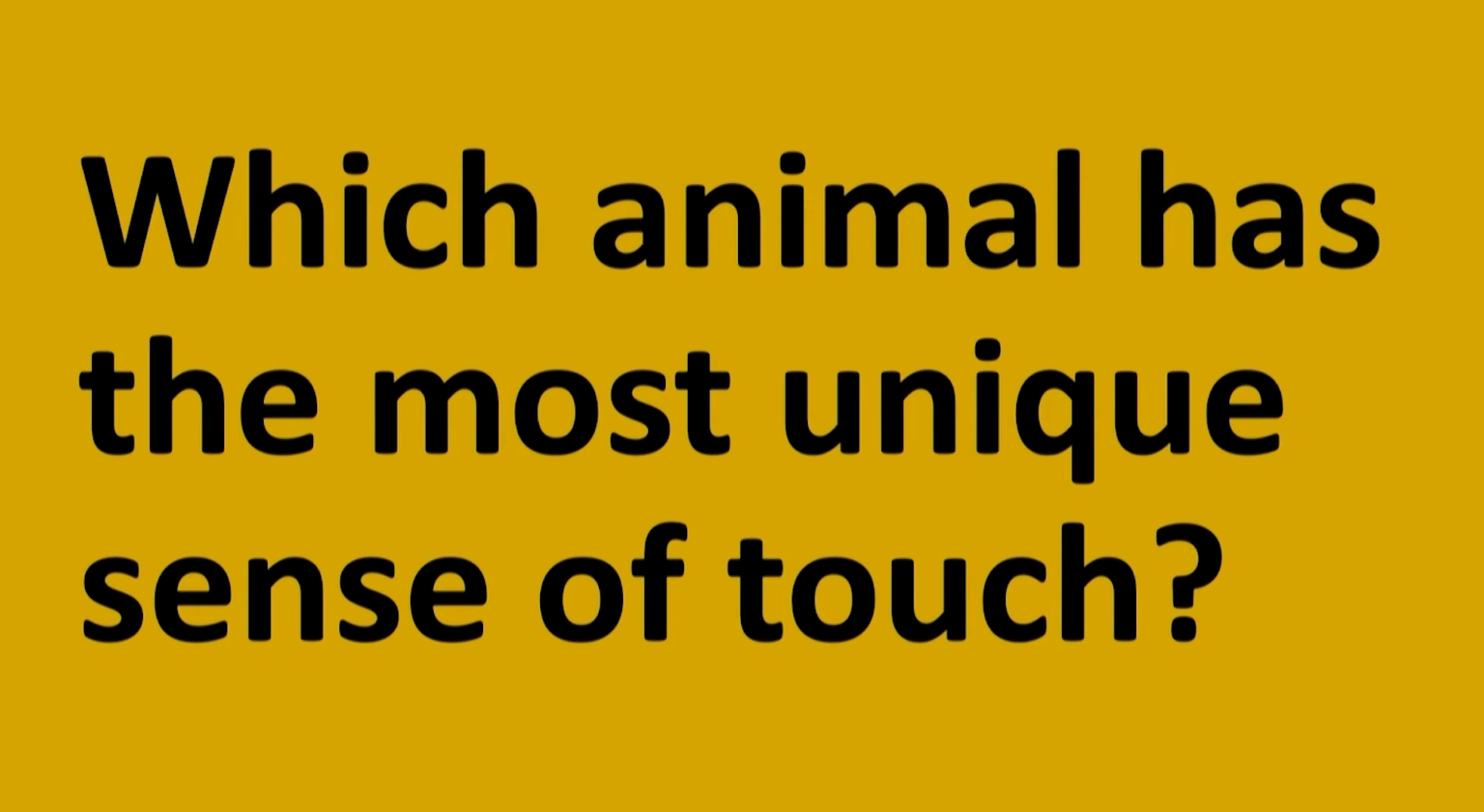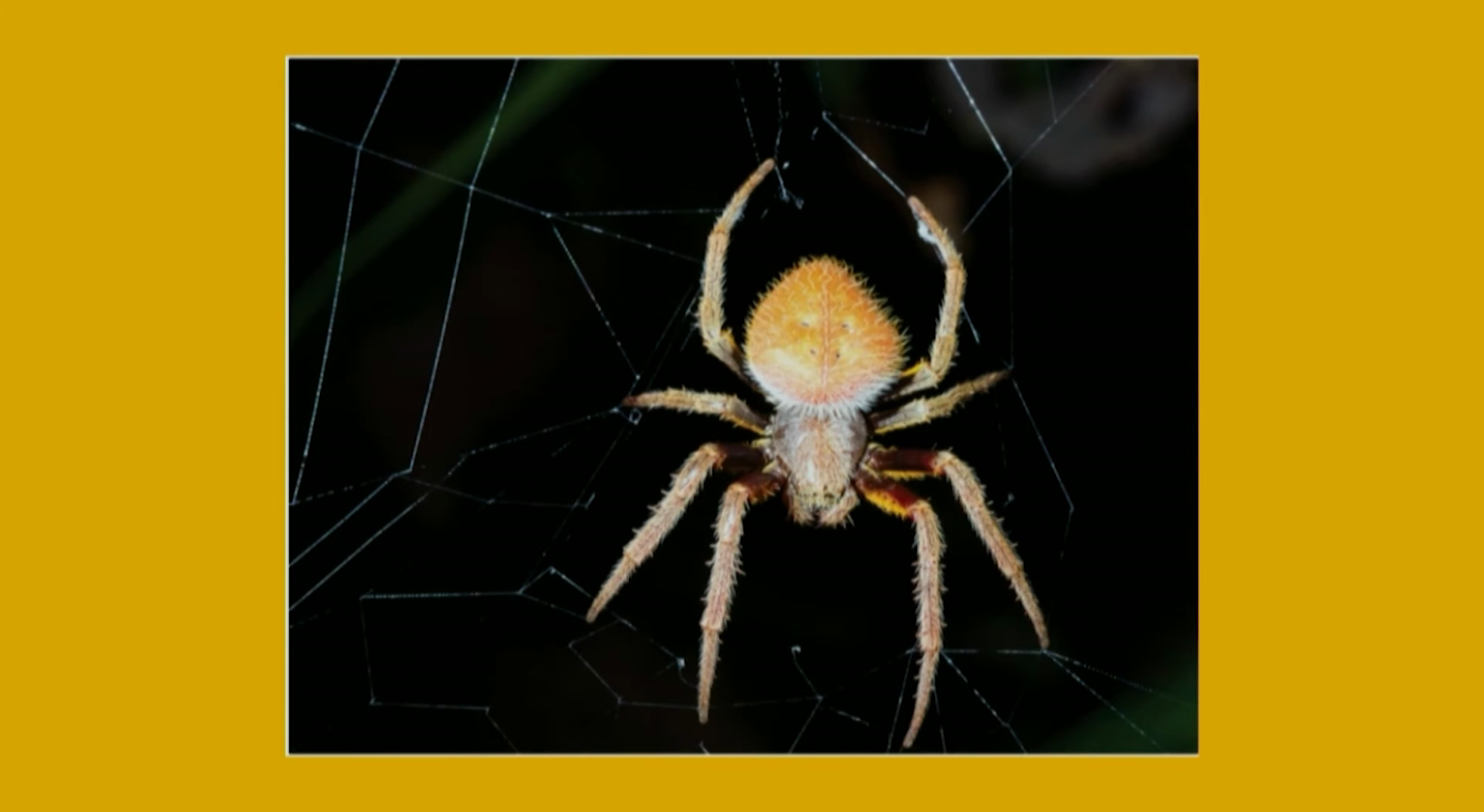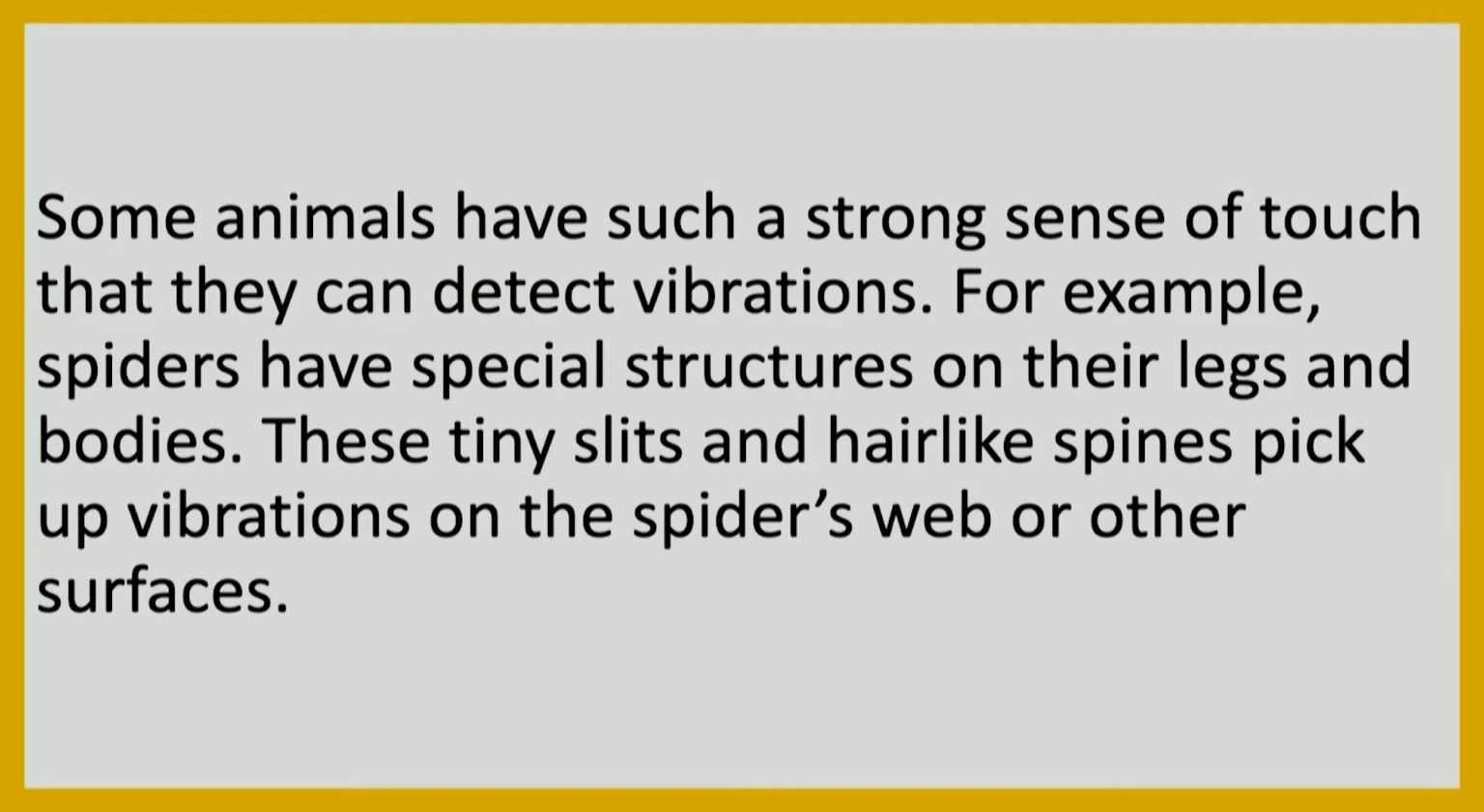Which animal do you think has the most unique sense of touch? It's a spider. Notice in the picture, if you look really closely, you can see small hair-like structures. This is important to their sense of touch. Some animals have a strong sense of touch that they can detect vibrations. For example, spiders have special structures on their legs and bodies. These tiny slits and hair-like spines pick up vibrations on the spider's web or other surfaces.